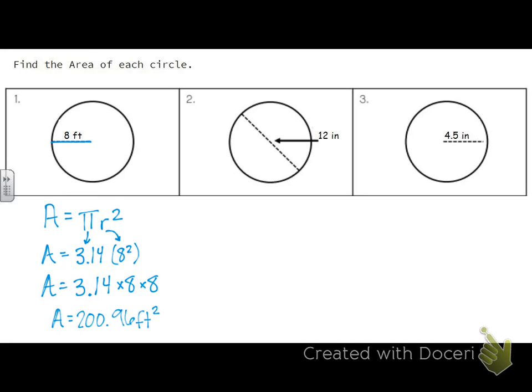Alright, so number 2, we're going to start by just writing down our formula. I'm going to change colors to kind of help you out a little bit. So area equals pi r squared. Here again, they did not give me my radius, but remember the radius is half of your diameter, so I'm just going to take half of 12. So I'm going to divide 12 by 2, and that gives me 6 inches.